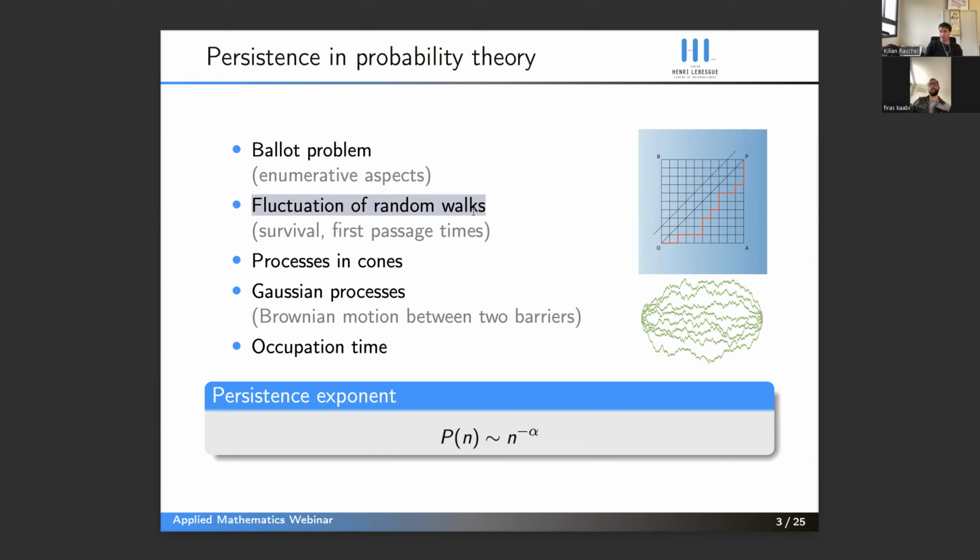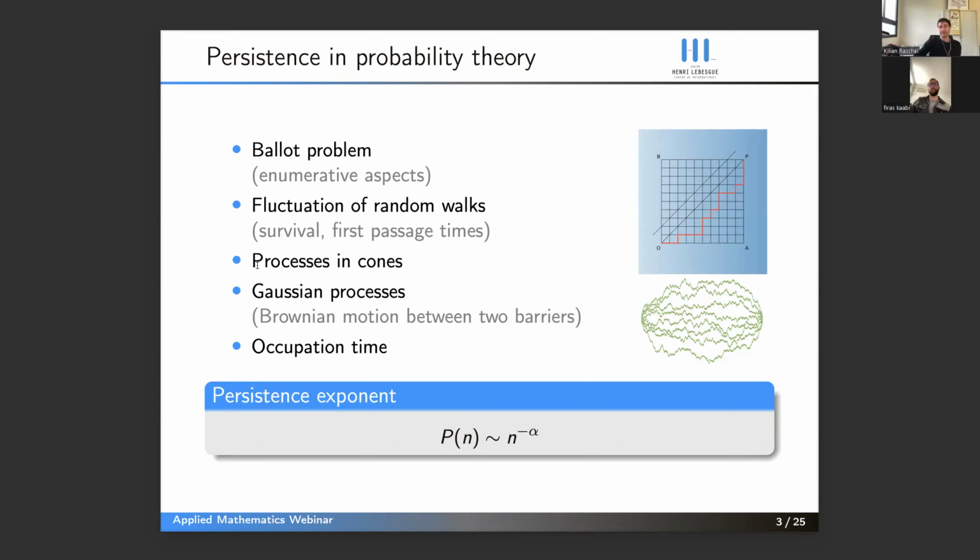So it's related to what we call fluctuation theory of random walks, and we know that we can compute first passage times or survival probabilities. So this can be interpreted as a persistence event. And to say something about my research, I was quite interested in the last years in processes in cones, as Rafik was kind enough to say. And again, it's related to persistence because we have cones and we want to locate the random walk in a cone, something we want to compute.